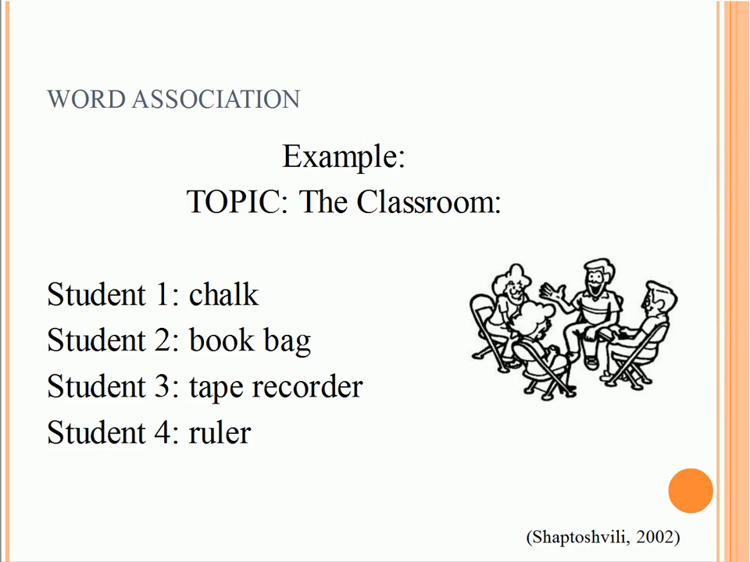Or another way to do it is you, again, maybe are in a circle and you say the topic, the classroom, and then you go around the classroom and each student has to think of a new vocabulary word associated with the classroom. The first person who cannot think of any vocabulary words for the classroom is out. So the topic is the classroom, and the first student says chalk, then book bag, tape recorder, and finally the fourth student says ruler. Okay, so that's an example.